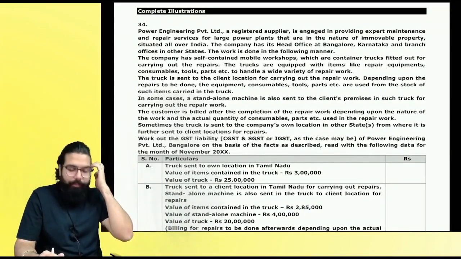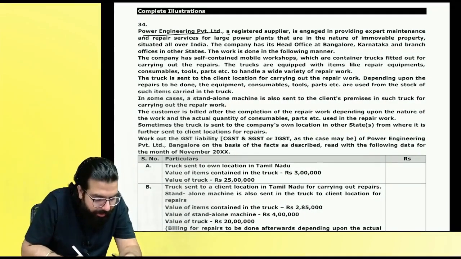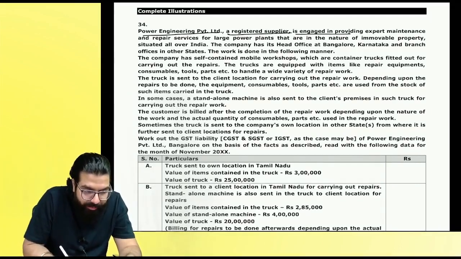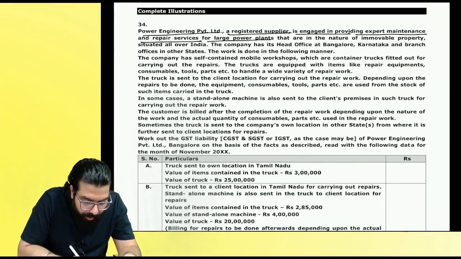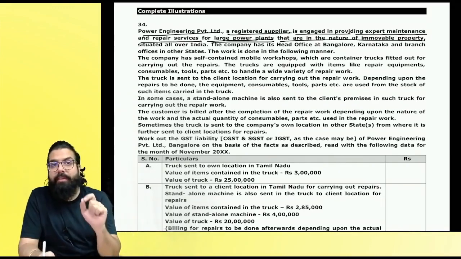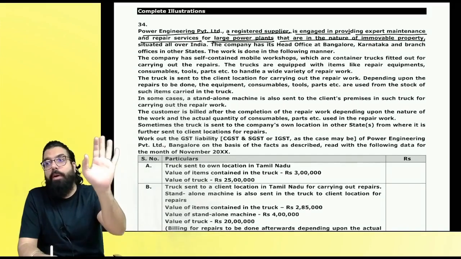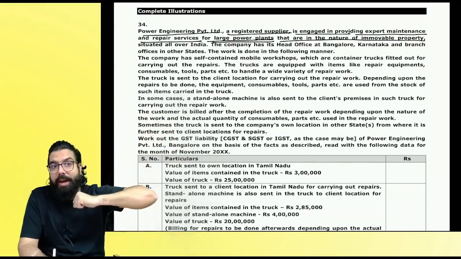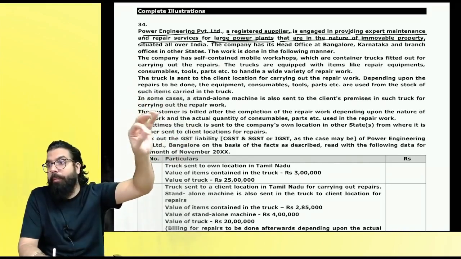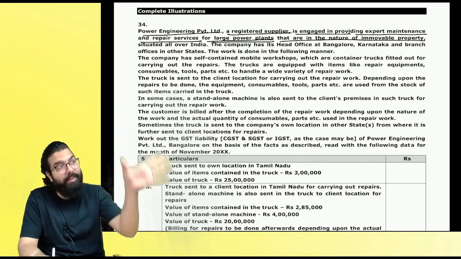Beautiful question. Let's read it. Power Engineering Private Limited, a registered supplier, is engaged in providing expert maintenance and repair services for large power plants that are in the nature of immovable property. Power Engineering is going ahead and doing what? Repair and maintenance of large power plants. But they can't bring the plant here because those are immovable plants. The repair of immovable plants will be done. Plants here means plant and machinery, everyone, not plants.